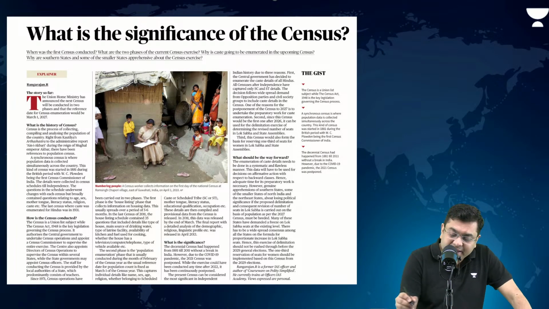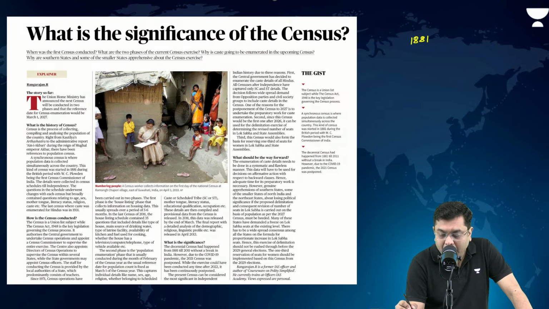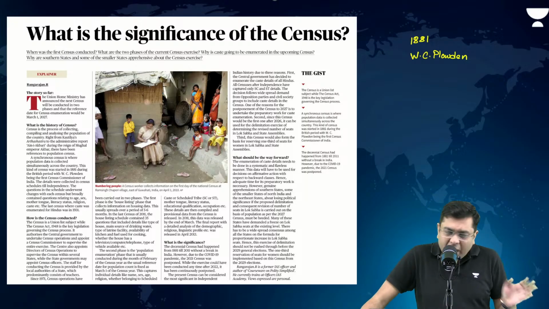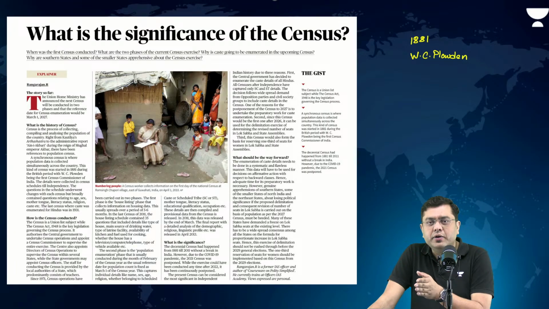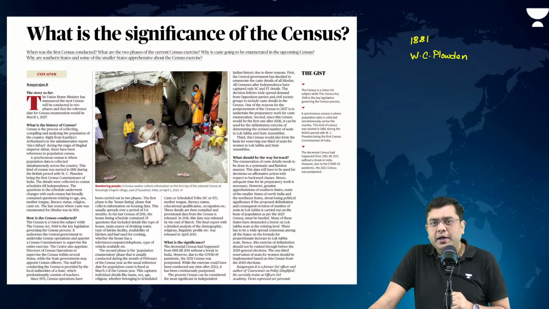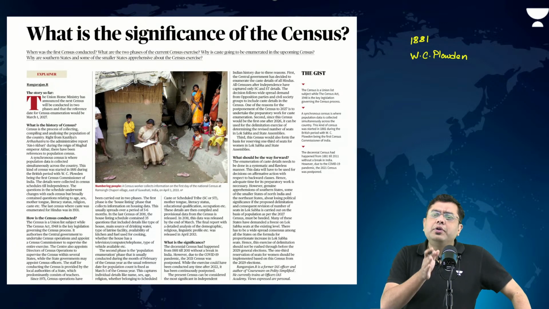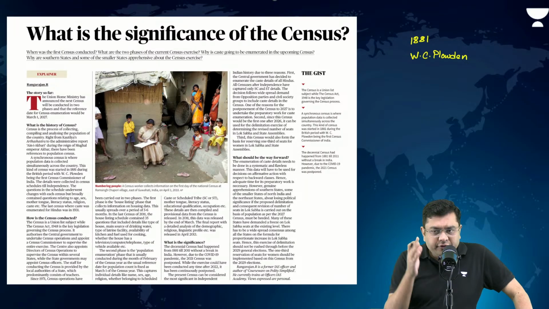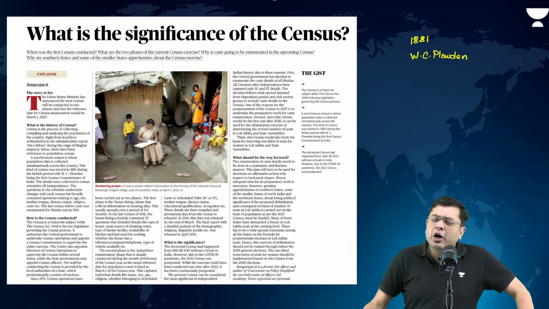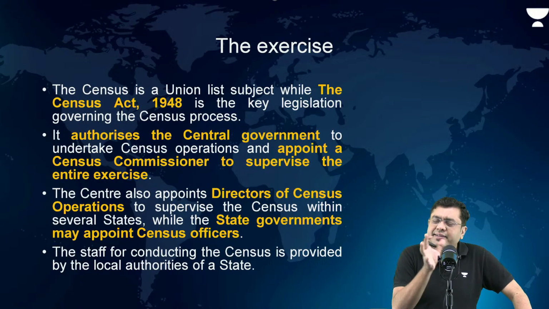It was brought basically in 1881 during the British Raj, and you had W.C. Plowden who initiated this exercise. Now, after this, it had been carried out every 10 years since 1881 on. Now, caste, etc., would also be asked initially. Now, after that, it was not asked for a long period of time. Now, 2027 is when the government has announced it will carry out a detailed caste census.